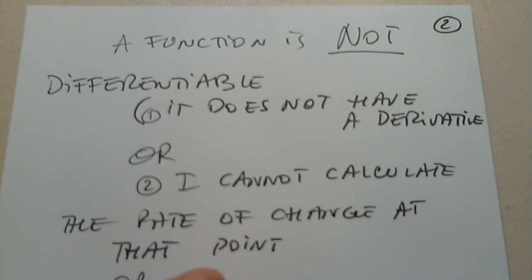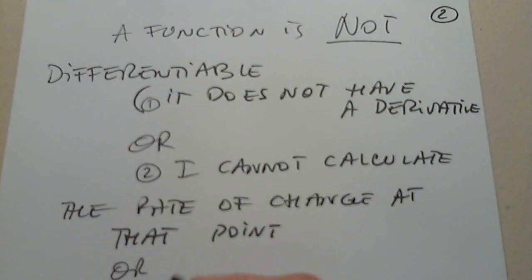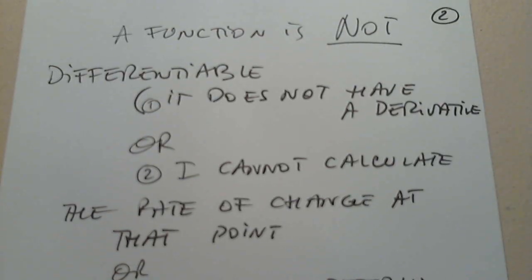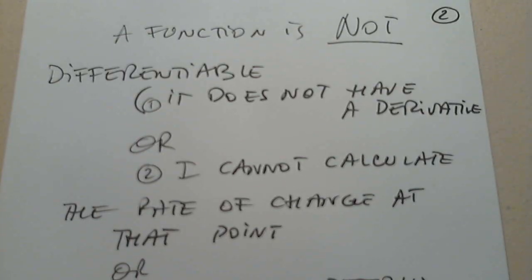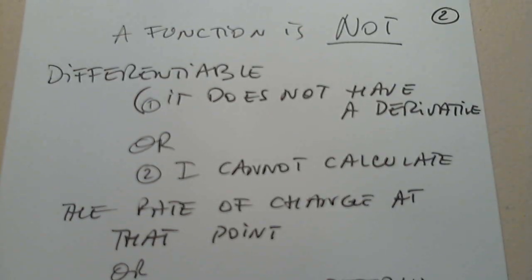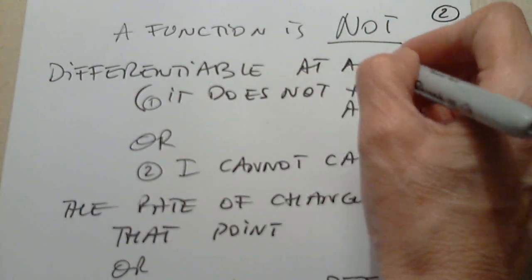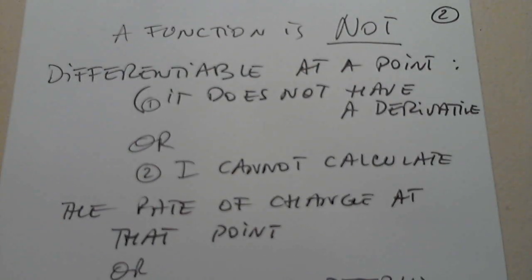Or, they all mean the same thing. Or I cannot determine the slope of the tangent line at that point. They all mean the same thing. When I say a function is not differentiable at a point, I also mean it does not have a derivative at that point. It doesn't exist. The derivative is undefined.